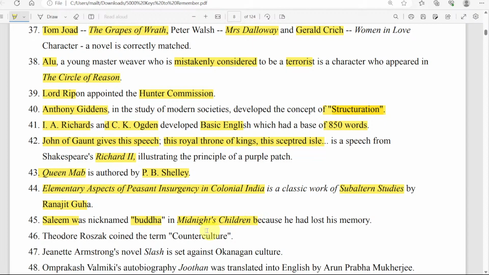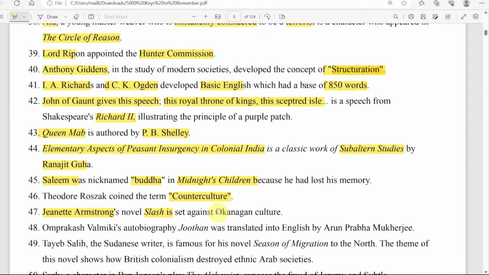Okay, and Theodore Roszak coined the term counterculture. And Janet Armstrong's novel Slash, set in where? It was set against Okanagan culture. And Om Prakash Valmiki's autobiography Joothan was translated into English by Arun Prabha Mukherjee.